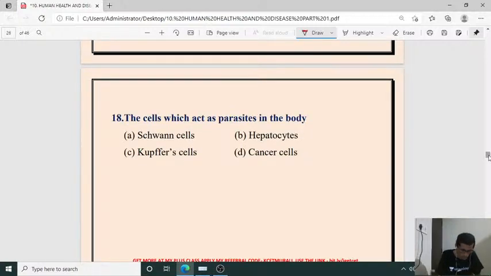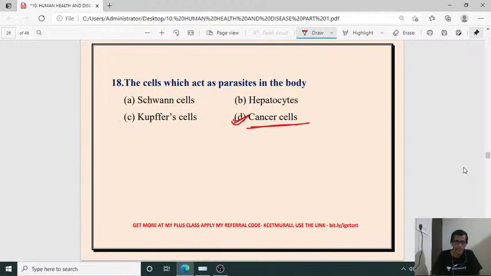Next question number 18. The cells which act as parasites in the body. Out of the following cells, which cell is considered as parasite? It is the cancer cell. Then Schwann cell is the neuron cell. Then the other is a specialized cell observed in the liver, the hepatocyte, which is the liver cell. So the right answer is D, cancer cell.